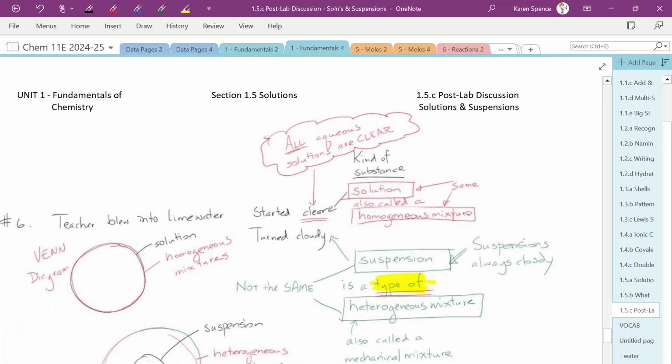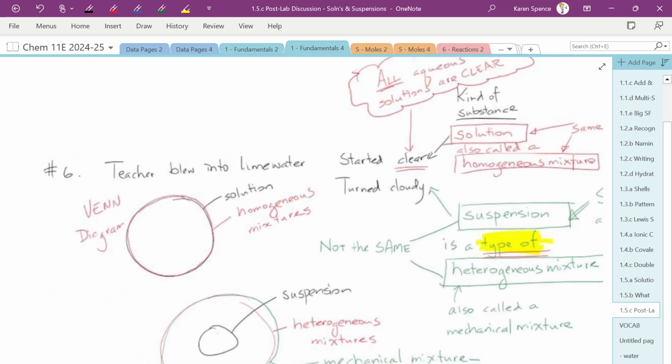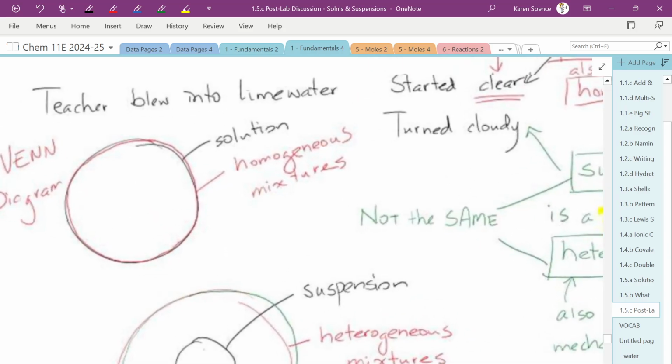I don't know how useful this page is. Basically, this is more for regular 11. I made a Venn diagram showing solutions and homogeneous mixtures, and you can see that they are the same. The homogeneous mixture is the red circle and the solution is the black circle, and they are the same. They actually literally mean the same thing. Okay? So you could even have a solution of metals.